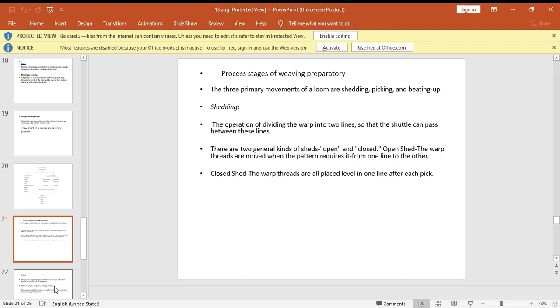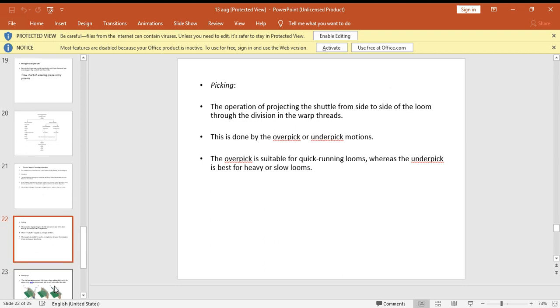Shedding is the operation of dividing the warp into two lines so that the shuttle can pass between these lines. There are two general kinds of sheds, open and closed. In an open shed, the warp threads are moved when the pattern requires it from one line to the other. In a closed shed, the warp threads are all placed level in one line after each pick. That is open shed and closed shed.